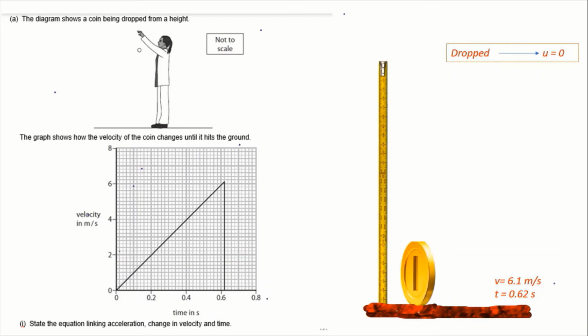How can we measure the height or the displacement? Displacement is the length between the initial position and the final position, the straight line distance. Basically, we can say that's the height the coin was dropped. How can we find that? We can find it from the area under the graph, because we know that the area under a velocity time graph gives us the displacement. Gradient gives us the acceleration. Area under the graph gives us the displacement.